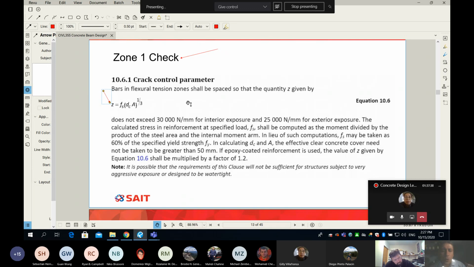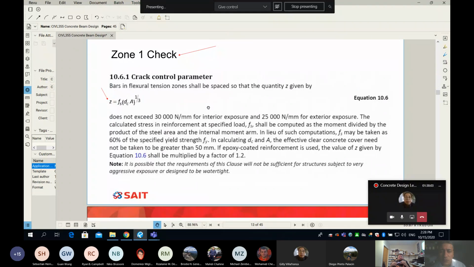The big picture is we find something called Z. What is Z? It is called the crack control parameter. And guess what? The crack width is proportional to this Z. If the Z is big, then the crack width is big. When the Z is small, then the crack width is small. So how do we control the cracks in zone number 1? By estimating the crack control factor Z, and then we put a limit on it to make sure my crack is not so wide.